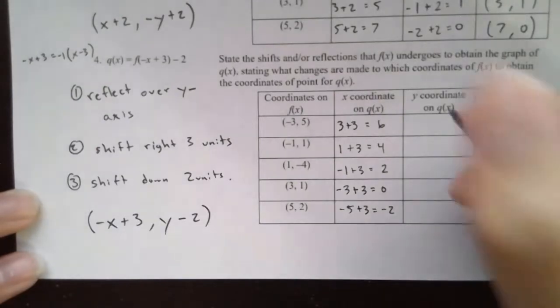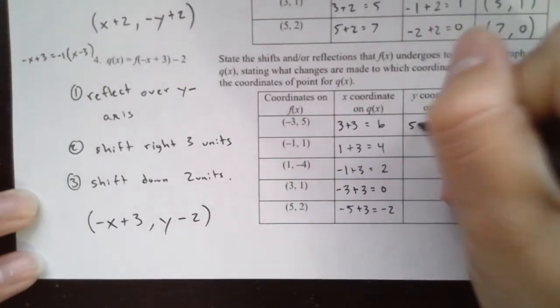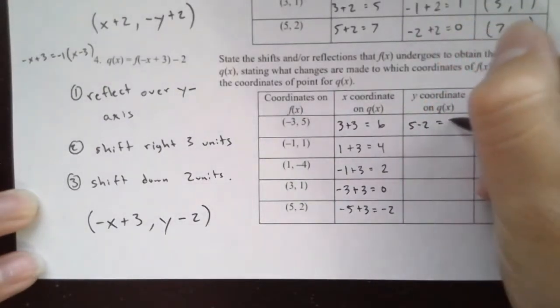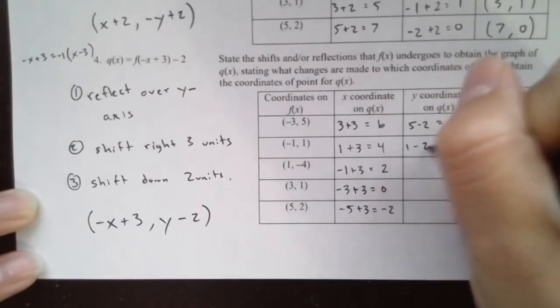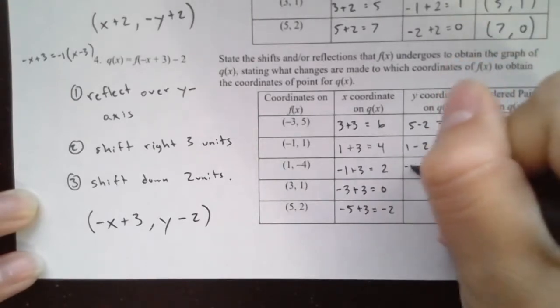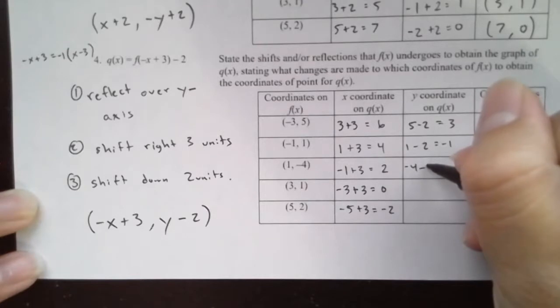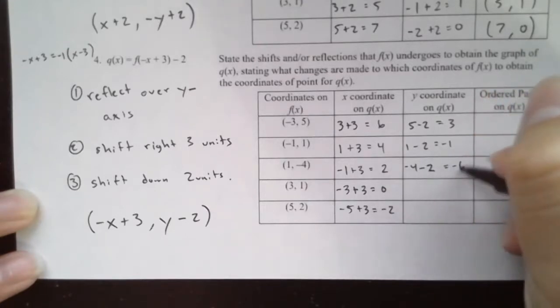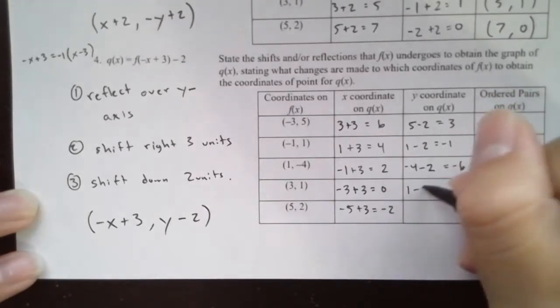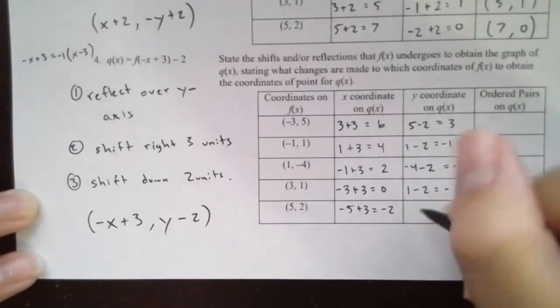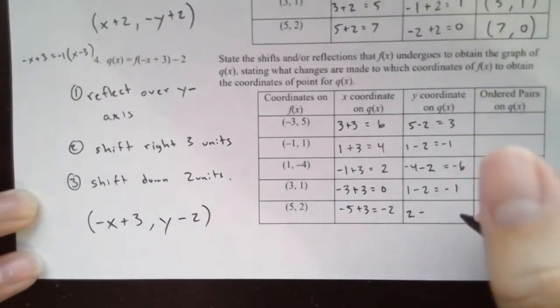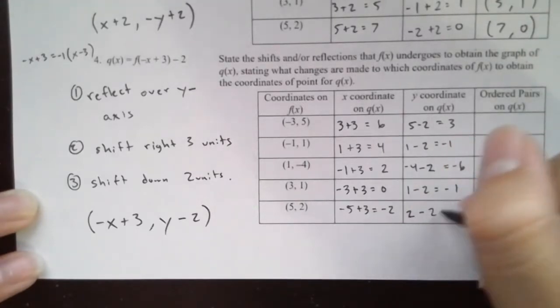For the y's, it's just subtracting 2 from each one, so 5 minus 2 is 3. 1 minus 2 is negative 1. Negative 4 minus 2, you get negative 6. 1 minus 2, you're going to get negative 1. And then 2 minus 2, you get 0.